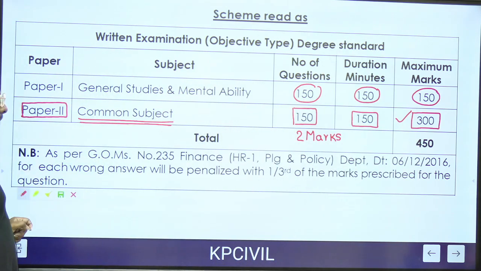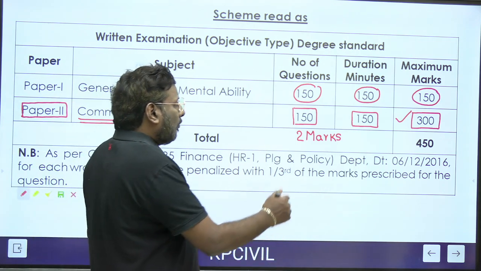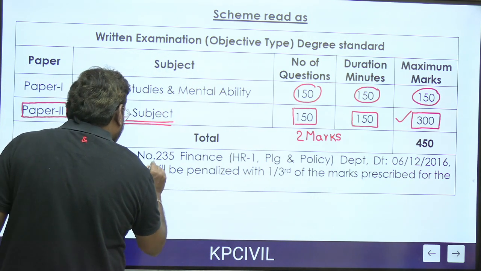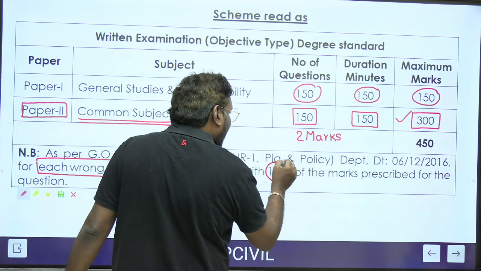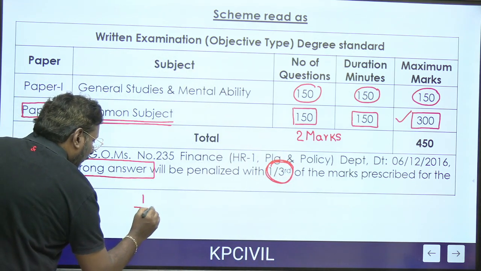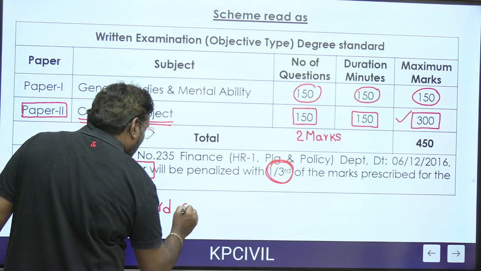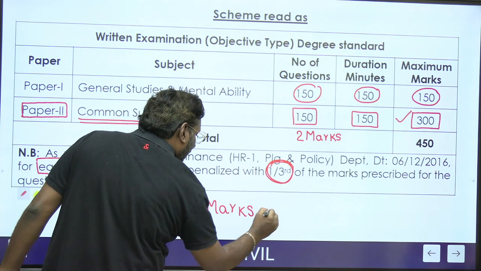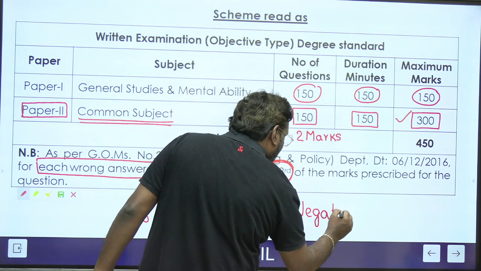Then, as per GOMS number 235 Finance HR1, each wrong answer carries negative marking of 1/3 of the marks prescribed. Negative marking will be there, 1/3 depending upon the marks prescribed. Negative marking exists, 1/3 of the total.